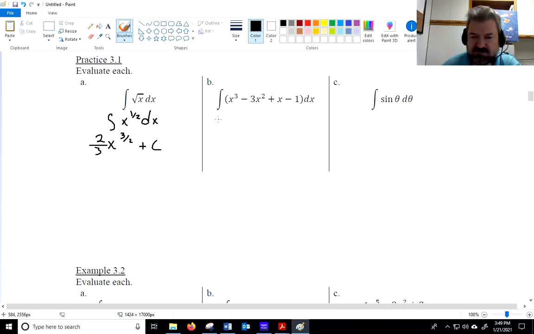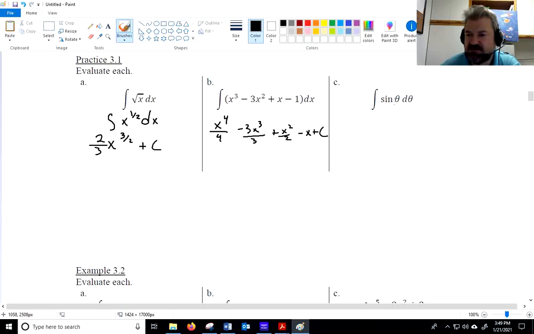All right, so we're just going to do this one at a time. x to the 4th over 4 minus 3x to the 3rd over 3 plus x to the 2nd over 2 minus x to the 1st plus c.